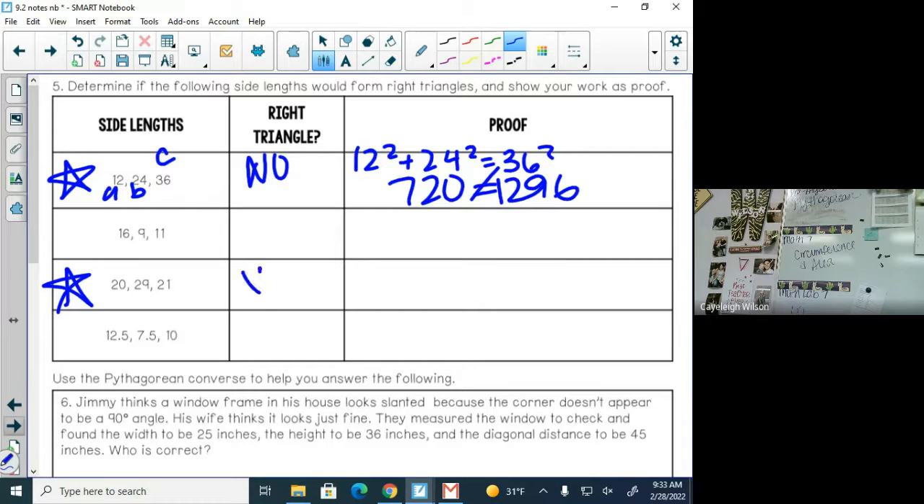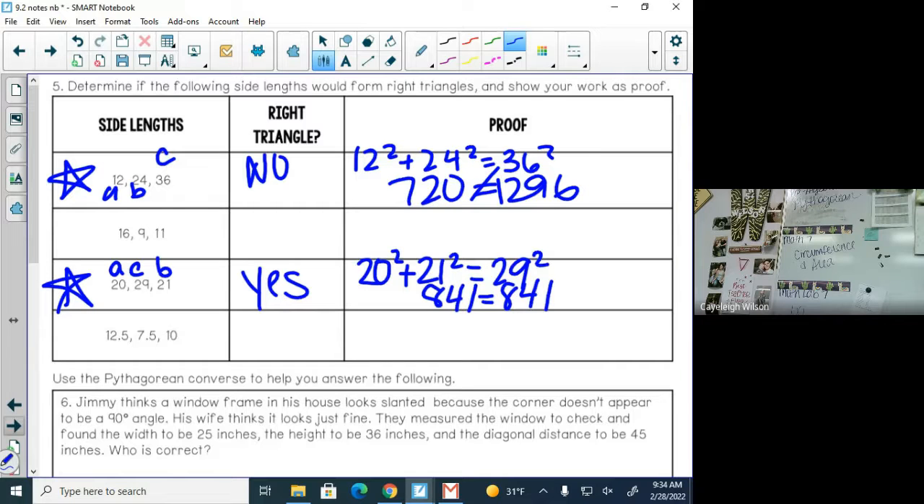All right, what about this one? Yes, this one's a yes. This is a right angle. This is my A, this is my C, this is my B. C is always the longest length. So A squared plus B squared equals C squared. So 20 squared plus 21 squared, that's 841, and then 29 squared is also 841. Do side lengths ever add up to the hypotenuse? Will it ever be a right triangle? Probably not.